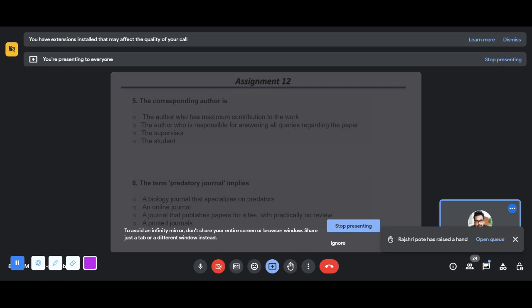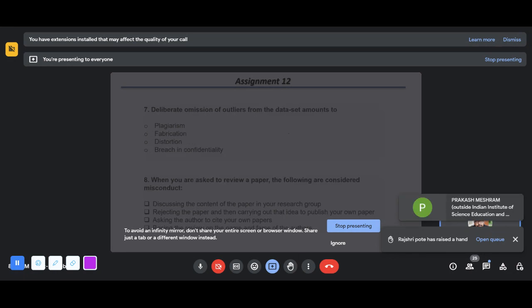The term predatory journal implies a biology journal that specializes in predators? No. An online journal? No. A journal that publishes papers for a fee with practically no review. That is the correct one. You can understand that there is no peer review process. If you just publish by giving some money, that will not be acceptable in the scientific community. And a printed journal is not it.